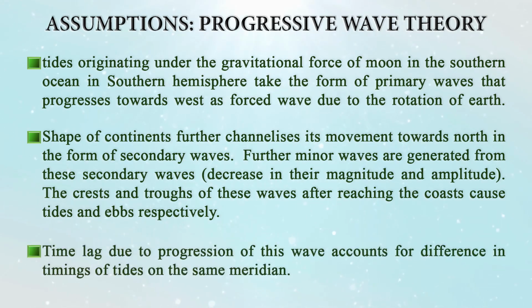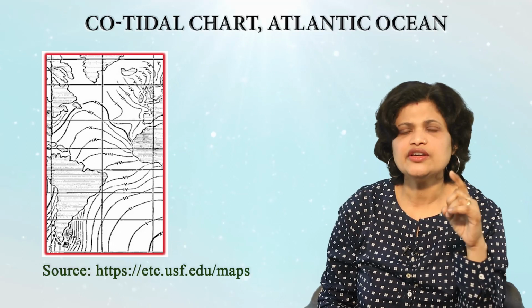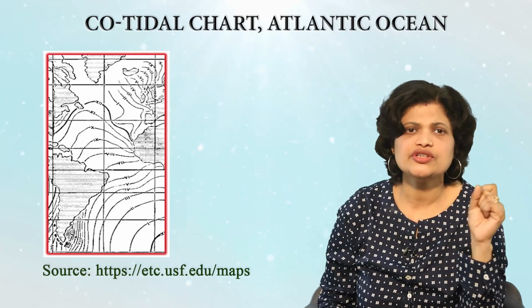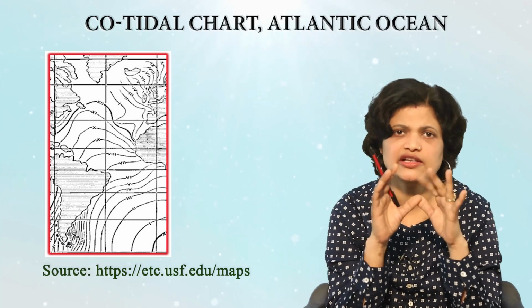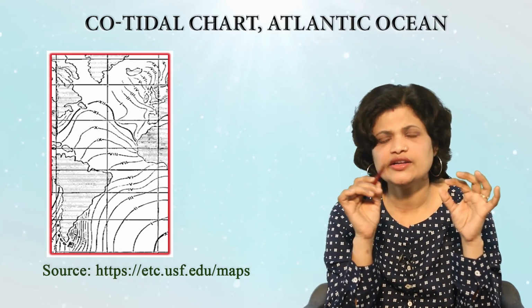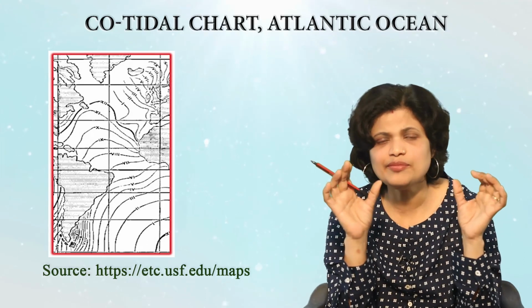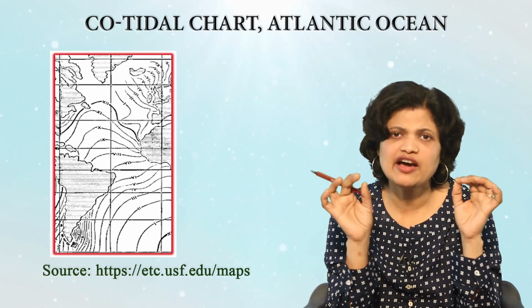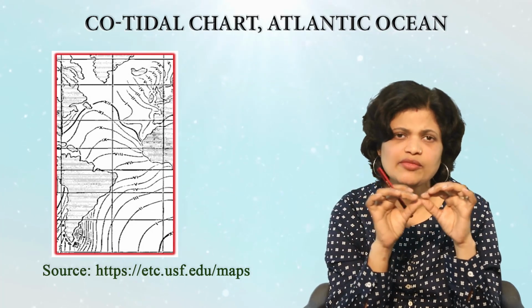So there is a time lag due to progression of this wave from the south to the north, and in this way it is explained that the same meridian will have different times of high tides. So this theory explains this time lag of tides along the same meridian in this way. You can see in this figure a co-tidal chart of the Atlantic Ocean is shown. First of all, what are co-tidal lines? Co-tidal lines are imaginary lines on the map drawn connecting places having the same time of the high tide.